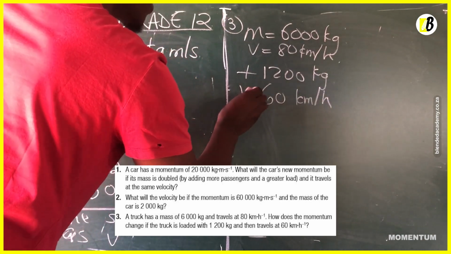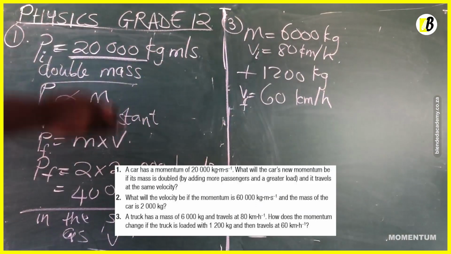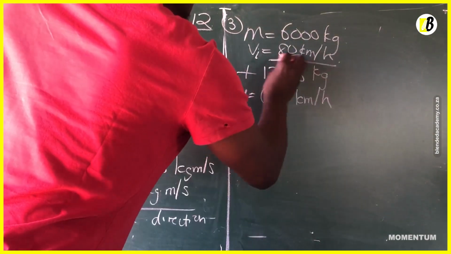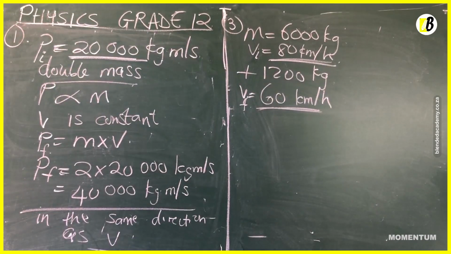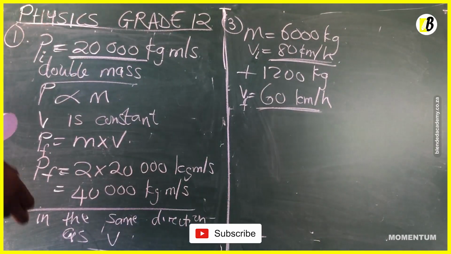So now this is going to be our final velocity. This is the initial velocity. This is the final velocity. So after loading the truck with an object of mass 1,200 kilograms, the truck is going to slow down to a velocity of 60 kilometers per hour. Now you can see that these velocities are given in kilometers per hour, and we know that the SI unit of velocity is meters per second. So the first thing we need to do is convert these velocities to meters per second.